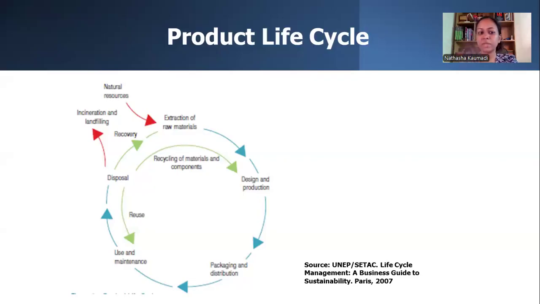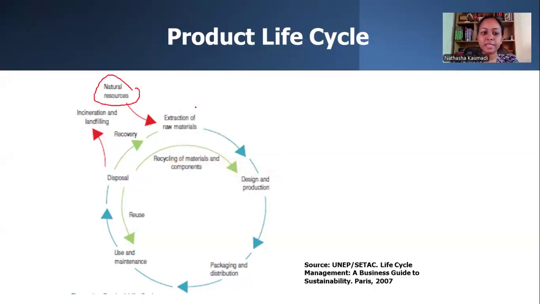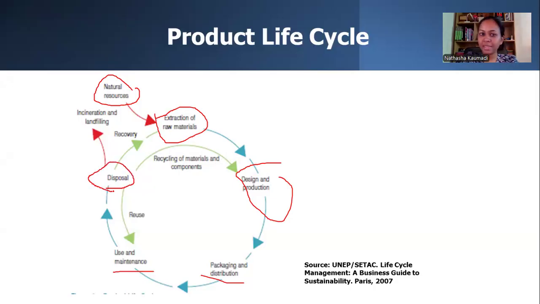But what does circular economy mean? As you can see, we are extracting natural resources, and then we are designing and doing the production, packing, and distributing, and then customers are using it and maintaining it. And sometimes what happens is disposal at the end. Let's take a plastic bottle. After using it, we are throwing it away, that is the disposal. But in the circular economy concept, we can add the disposal back to the production circle again.